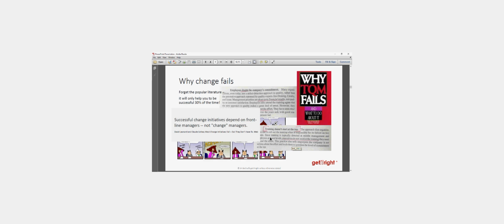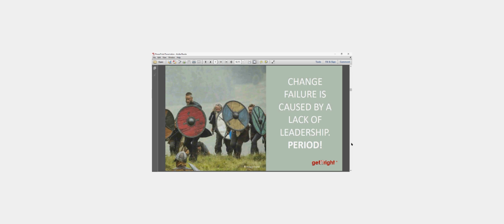It's a very interesting quote for me, and I can't remember the website that I got this from, but I really like this: successful change initiatives depend on frontline managers, not change managers. So that basically means that your facilitator of change in the organization is the manager of that area. And it's how that manager actually changed their role within the organization and how the structure within management changes that's going to make change successful in the organization. So the long and short of it, change failure is caused by a lack of leadership.